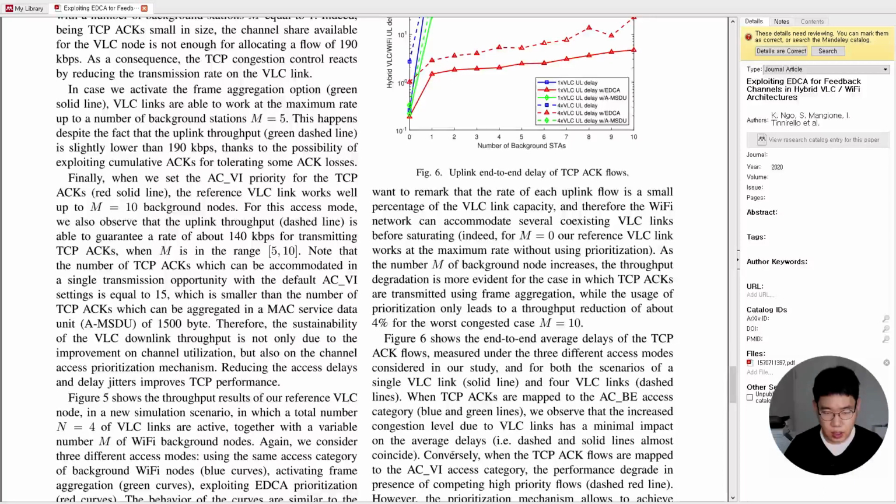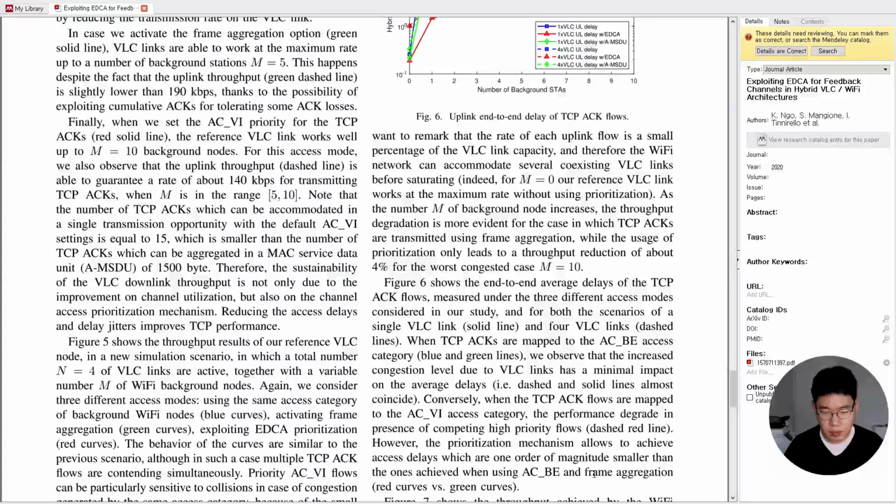For example, dashed and solid lines almost coincide. Conversely, when the TCP-ACK flows are mapped to the AC_VI access category, the performance degrades in presence of the competing high priority flows, dashed red line. However, the prioritization mechanism also allows to achieve access delays which are one order of magnitude smaller than the ones achieved when using AC_VE and frame aggregation, red curves versus green curves.